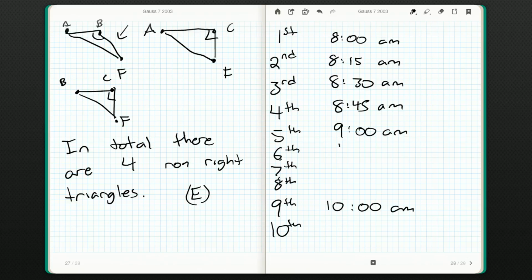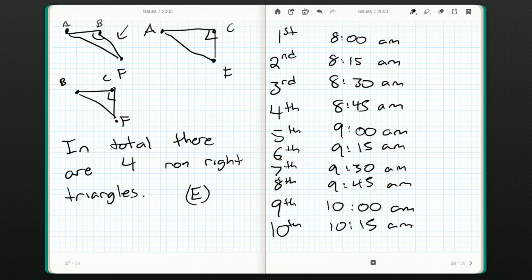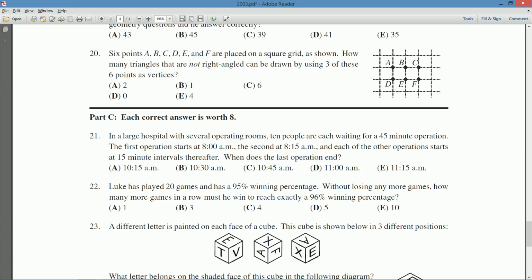So we can actually fill these in. The 6th operation will start at 9:15, the 7th at 9:30, the 8th at 9:45, the 9th at 10, and then the 10th one will start 15 minutes after that at 10:15 a.m. And I wonder if 10:15 is one of the possible answers. Ah, there it is. It's A.